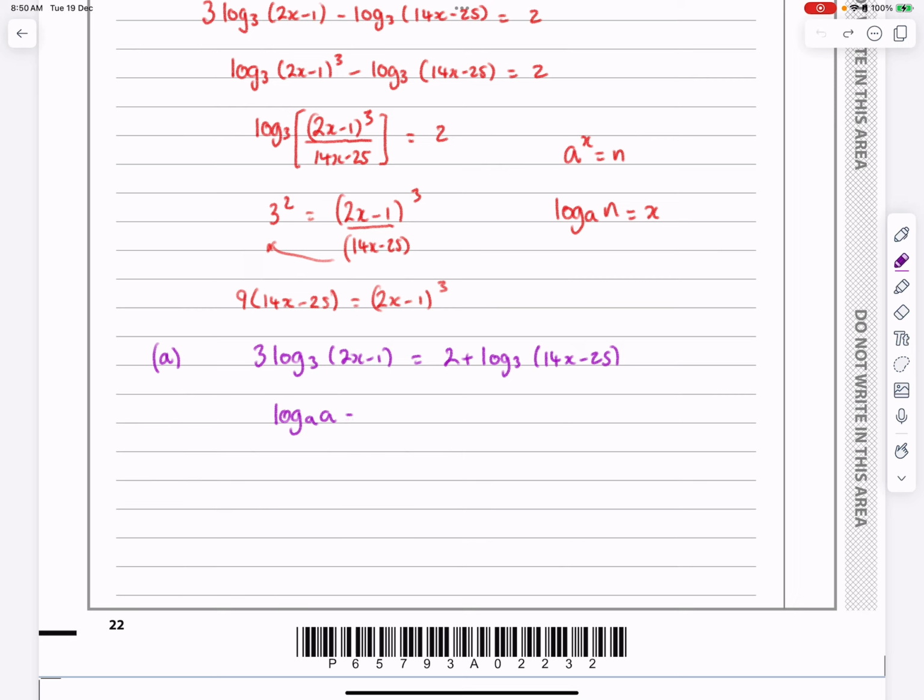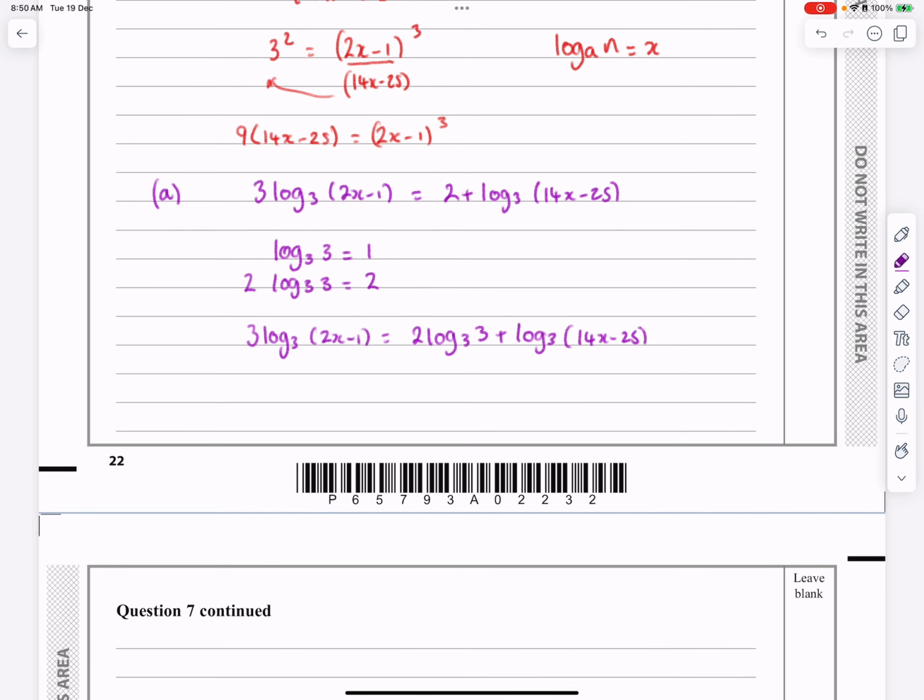So if that's true, then log 3 3 is equal to 1. So 2 log 3 3 is equal to 2, and I'm going to make that substitution now. So my equation is going to become 3 log 3 2x minus 1 is equal to 2 log 3 of 3 plus log 3 14x minus 25.